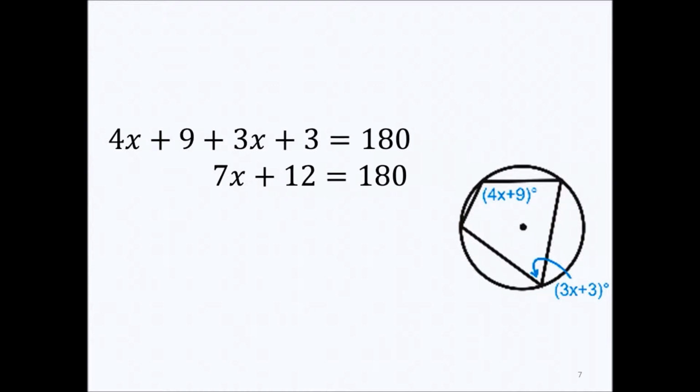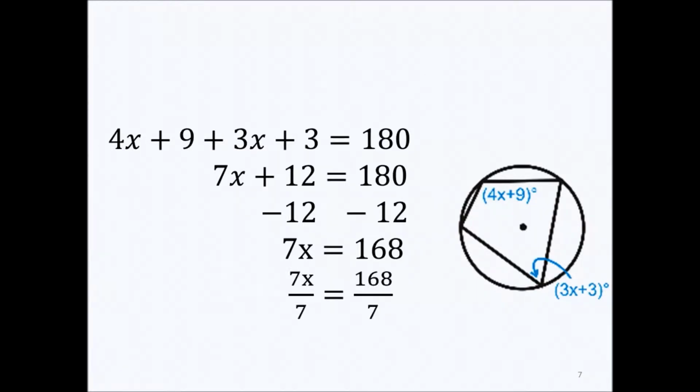Next, we're going to subtract 12 from both sides. 180 minus 12 equals 168. So 7x equals 168. Finally, we're going to divide both sides by 7. 168 divided by 7 is equal to 24. Therefore, x equals 24.